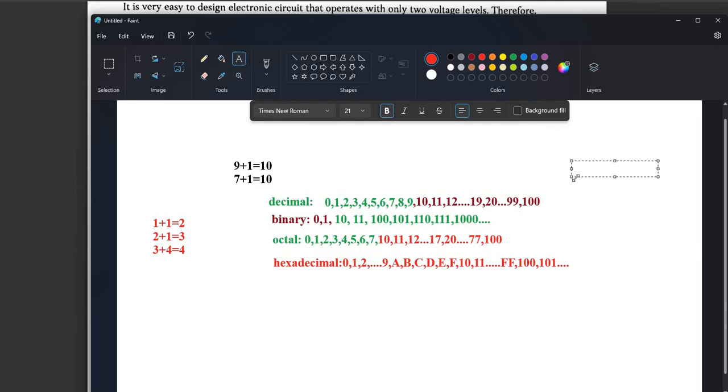0 plus 1, how much? 1. 1 plus 1, how much will it be here? What did we say this is? Binary. In binary, we have only 0 and 1, right? We have only 0 and 1.